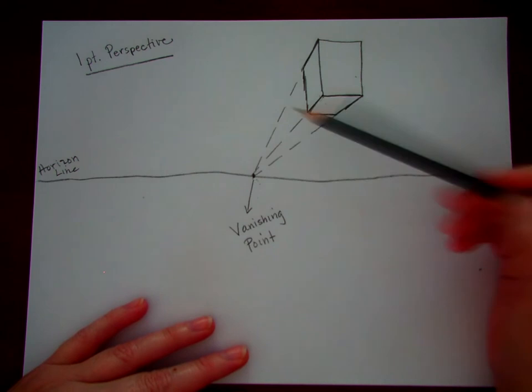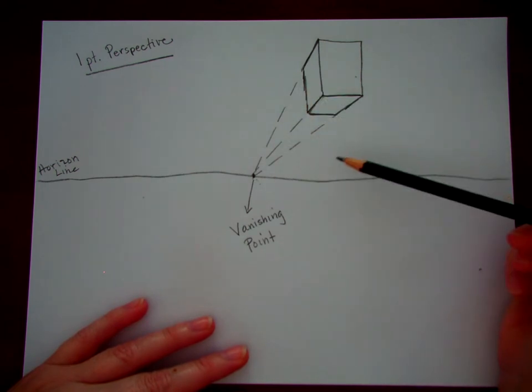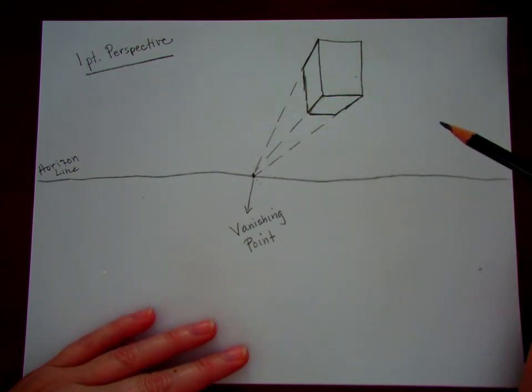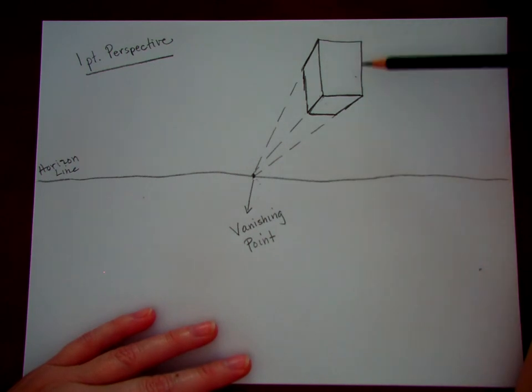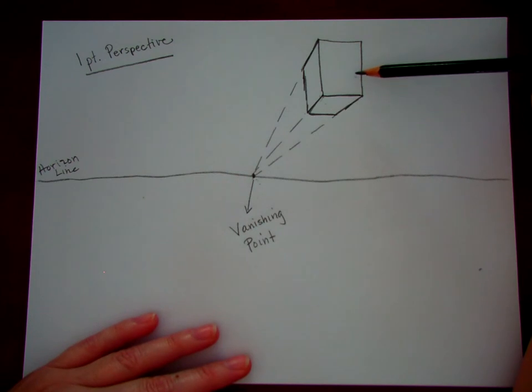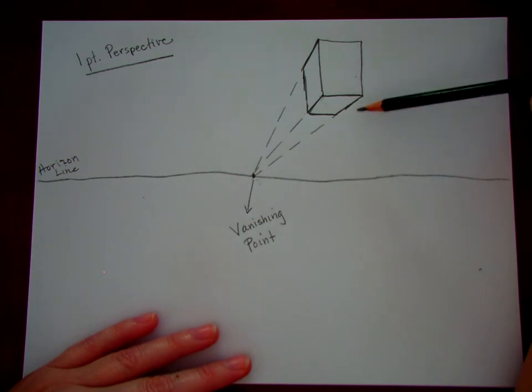Okay, and then of course we would erase these lines, but again, since this is kind of practice, we're going to go ahead and leave them. And then of course we would shade it in to create the illusion of a form, just like we did with the sphere, but we're going to leave that for last.